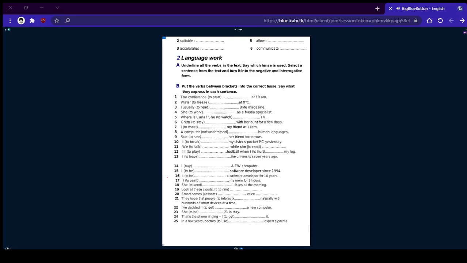15. IT software developer since 1994. Very good. I have been a developer since 1994. Why? Present perfect. Because it's an action that happened in the past and still carries on and has an effect on the present day. Okay?